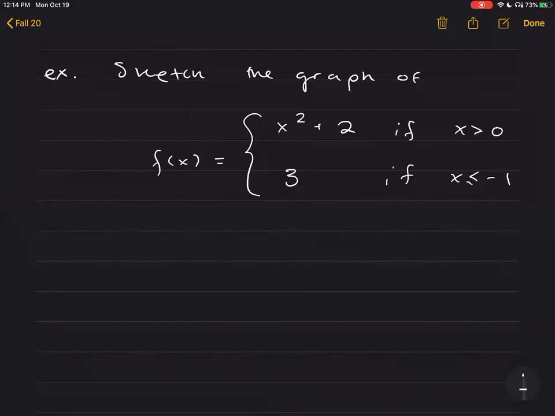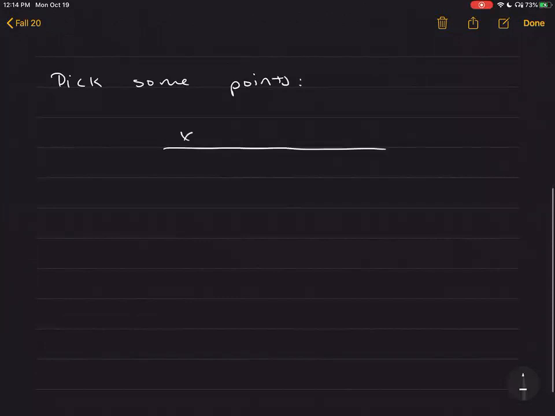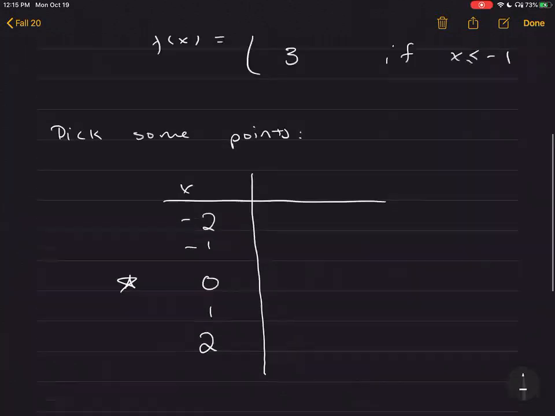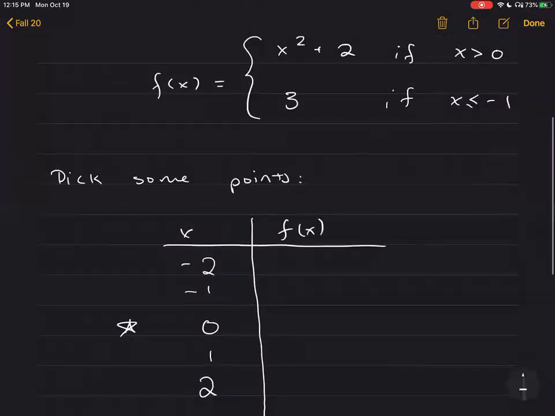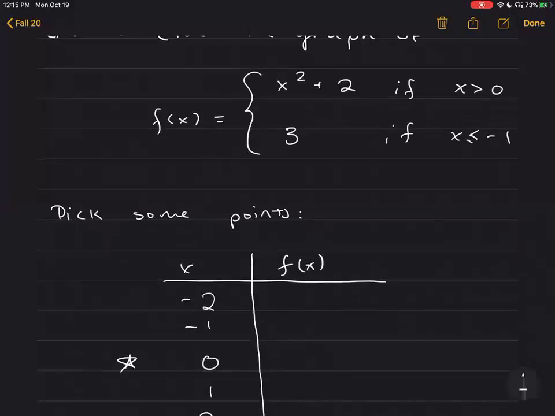So first off, we're going to do the exact same thing that we would do regularly. We're going to pick some points. For my x, what I think I'm going to do is -2, -1, 0, and the 0 is going to be a special case I'll talk about in a minute, 1 and 2. So if x is -2, that is less than -1, so we're going to do this bottom case here. So it's just going to be 3. -1 is less than or equal to -1. They're equal, so that's still going to be 3.